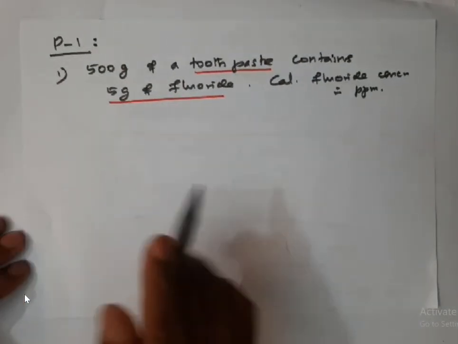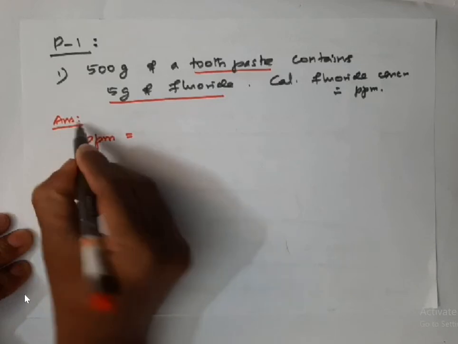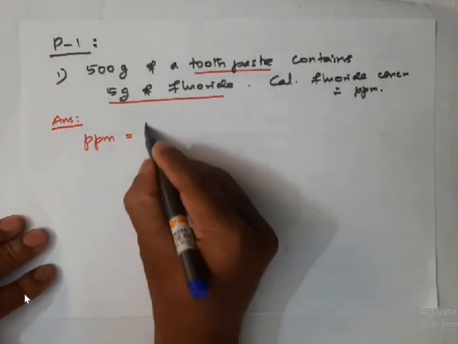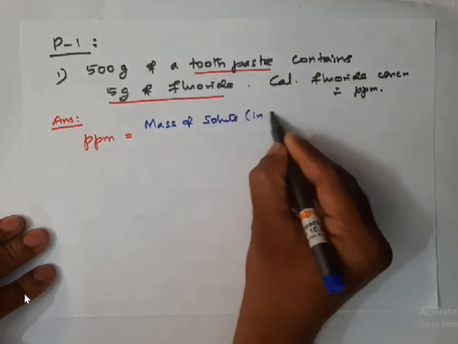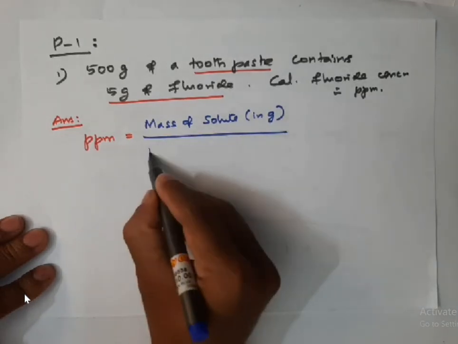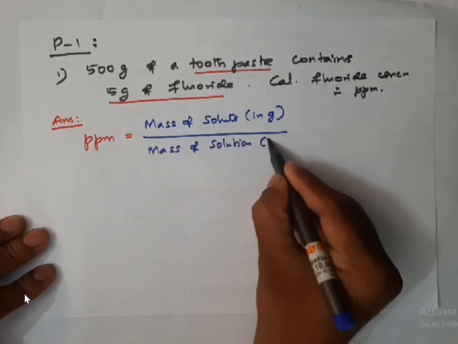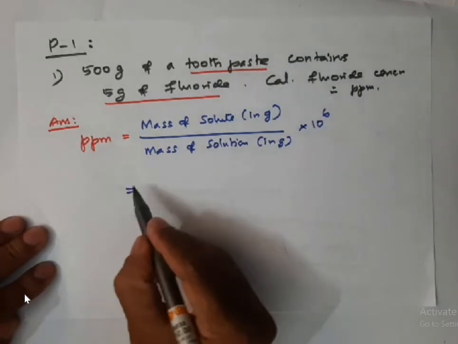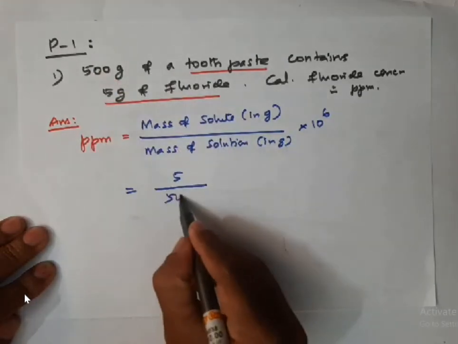Okay. So, how to calculate parts per million ppm? What's the formula for ppm, students? Mass of solute by mass of solution. That's all. Simple, right? So, mass of solute in grams divided by mass of solution, that should also be in grams, into 10 power 6, right? This is the formula.